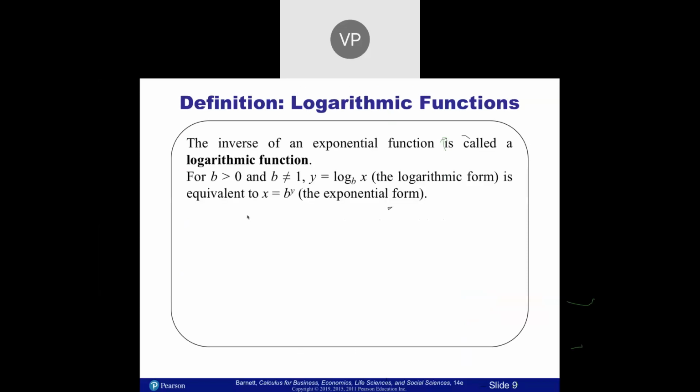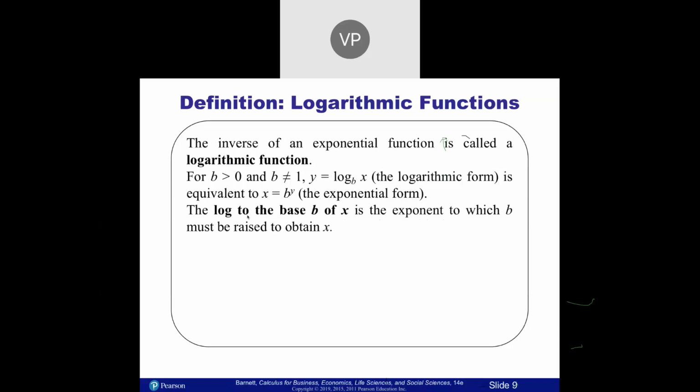A couple rules for logs that you have to keep in mind as you start solving and graphing these problems is that the base can't be 1, and the base has got to be a number bigger than 0. Can't have a 0, you can't have negatives for the base.